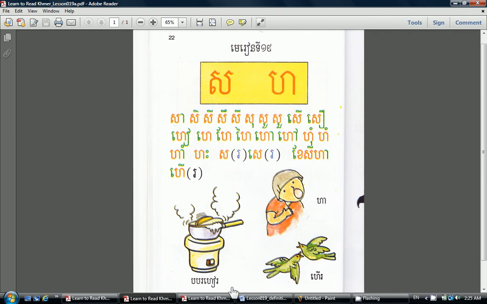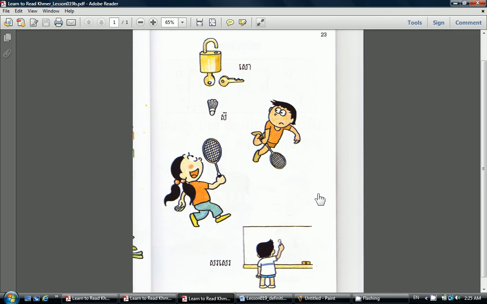This first picture reads "Baba here," which means overflowing porridge. And the second picture reads "Ha," which means to open wide. And the third picture reads "Ha," which means to fly. Let's also review our page 23. Okay, on page 23, the first picture reads "Sao," which means a lock. And the second picture reads "Say," which means a shuttlecock. And finally, the third picture reads "sa say," which means to write.